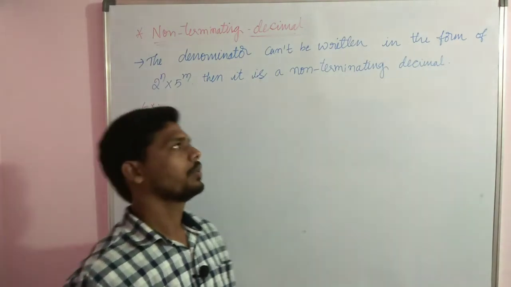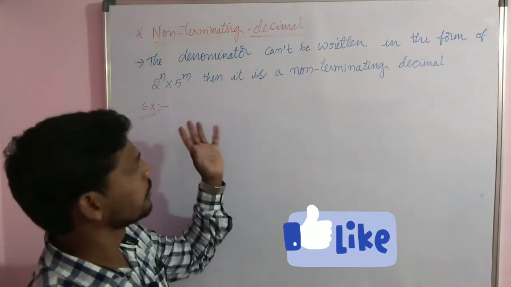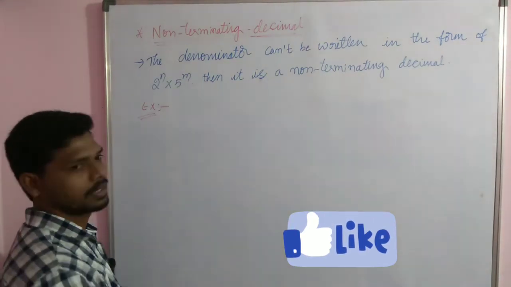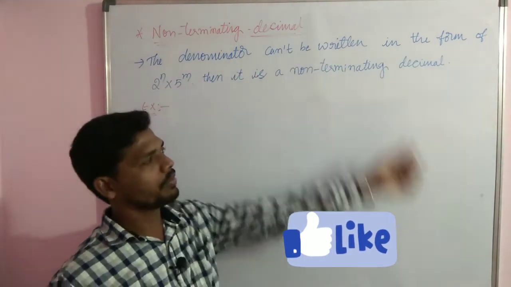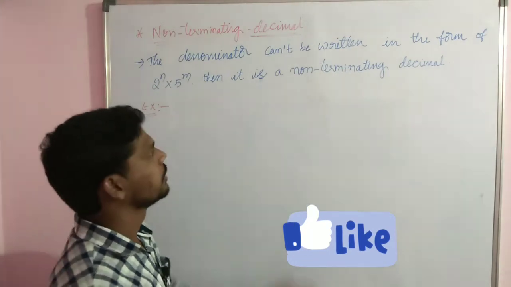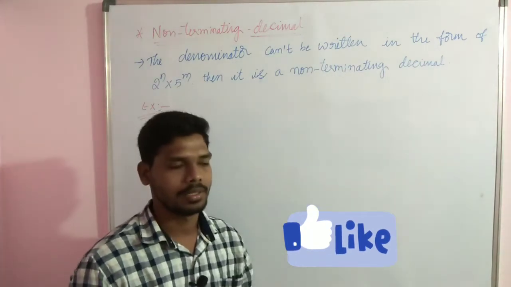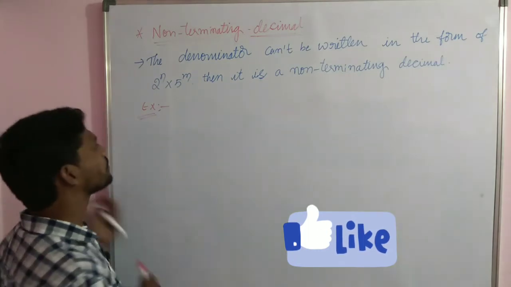In this session, we are going to learn about non-terminating decimals. A non-terminating decimal is nothing but simple. If the denominator of the fraction cannot be written in the form of 2 powers and 5 powers, then it is a non-terminating decimal. So, for example, one problem I will show it to you.